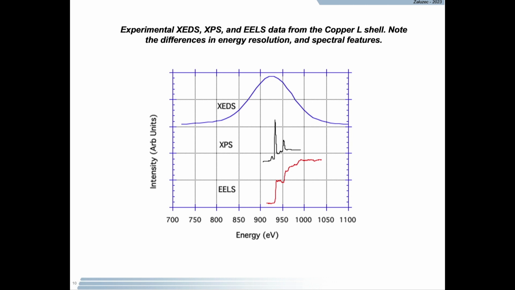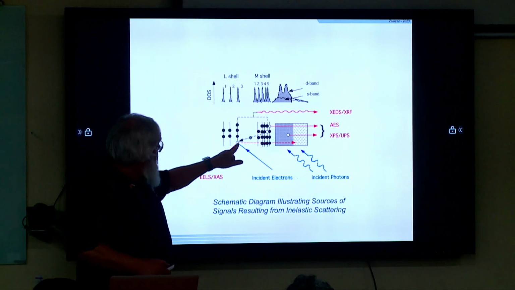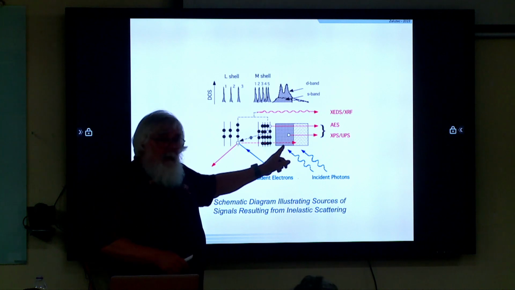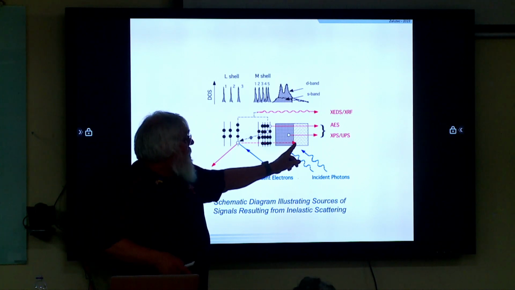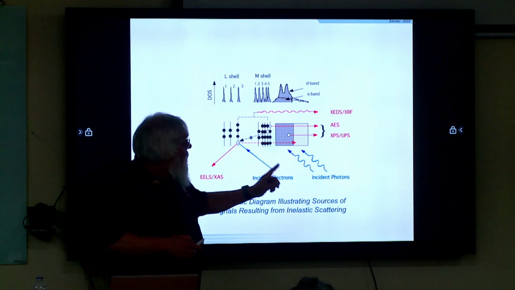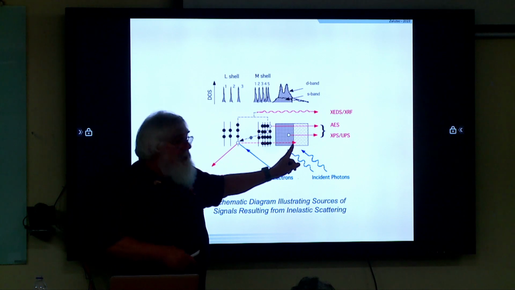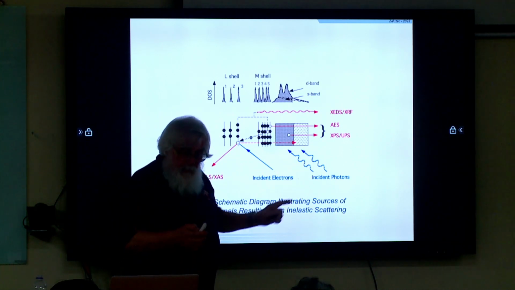Okay, let's first look at energy loss spectroscopy. So we've knocked an electron up. That electron cannot go into the filled atomic states. It has to go into a state above the Fermi level. So the electron spectroscopy is going to reflect the density of states of matter above the Fermi level. Okay.